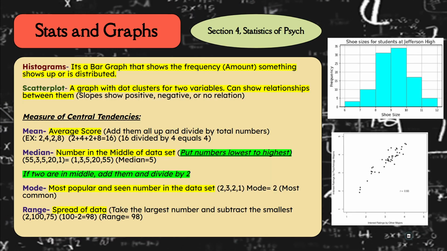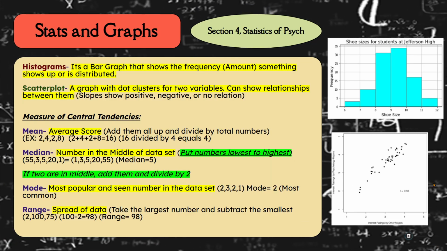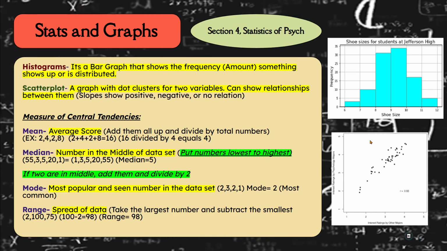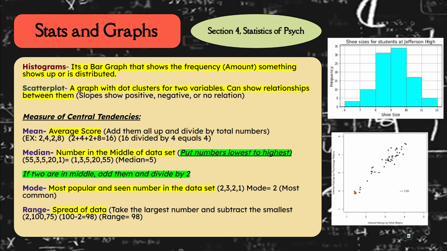Scatter plots look at directionality, the direction of relationships. They look like a bunch of little dots. Basically, if they go upwards, that means it's a positive relationship. If they go downwards, it's a negative relationship. And if they just go all over the place, there's no relationship.